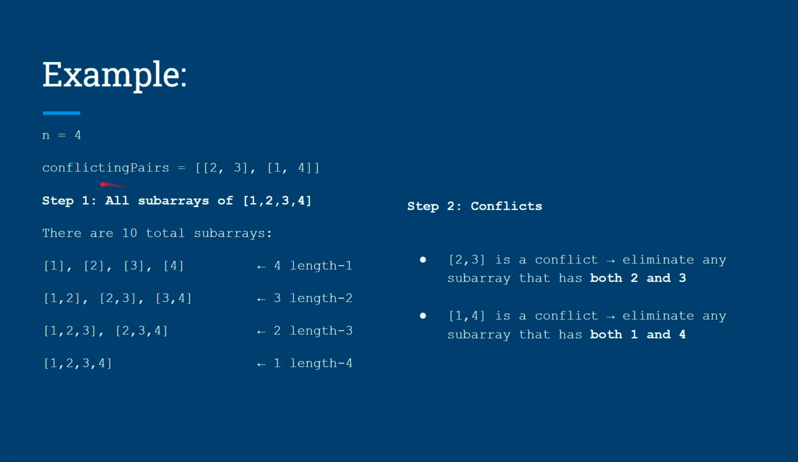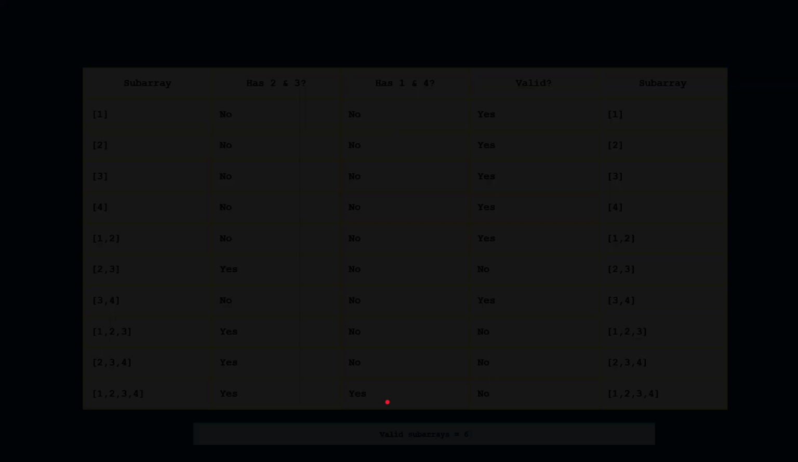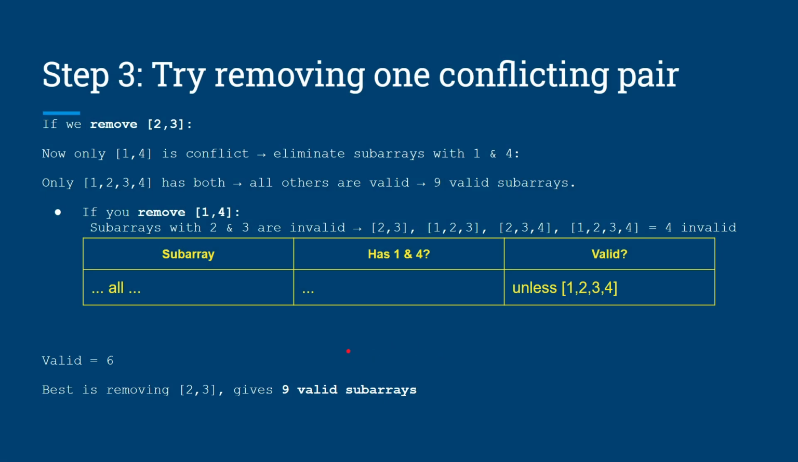So you know how to do that. You can go through the steps. In the first step, we have given n and the conflicting pairs, and we'll get all the subarrays, right? We have seen the total subarrays like this. You can check the length of each one, and we have two conflicting pairs. We have to eliminate a subarray if it contains both 2 and 3, or 1 and 4. So these conflicts you have to check, and you can check whether the valid count is coming 6 or 9, right? And that you can understand.